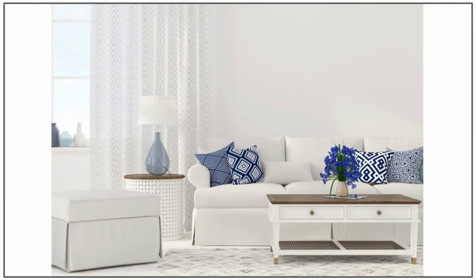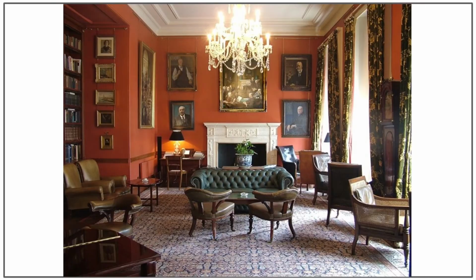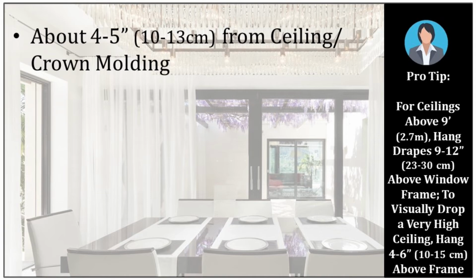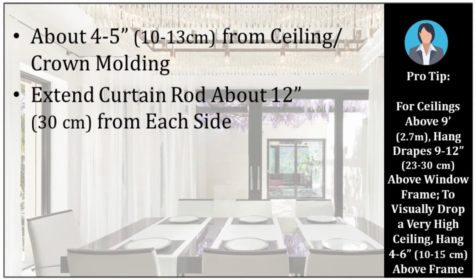Another point about small rooms is if you are going to have a pattern on your window coverings, choose a small pattern. Larger patterns are best used in larger rooms. Also, unless you have a really high ceiling, hang the curtains as high and as wide as you can, about 4 to 5 inches from the ceiling, and then have the curtain rod extend about 12 inches or more on each side of the window. This makes your windows look much larger than they really are.